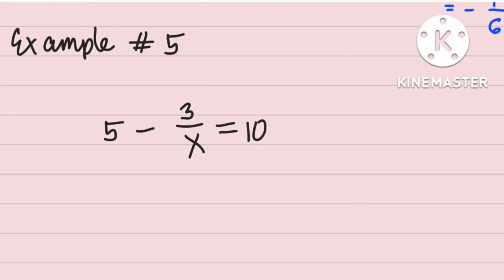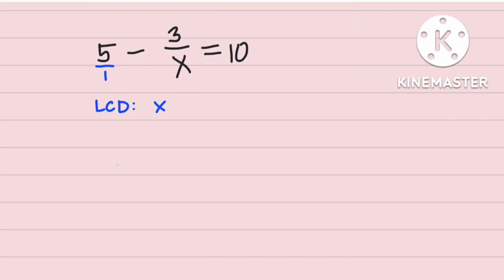Let's try example number 5. Here, our minuend is a whole number. So we can write a denominator of 1. And then the LCD of 1 and x is x. So only the minuend has to transform into a new fraction whose denominator is x. Our subtrahend is not going to change. It does not have to change because its denominator is already x.